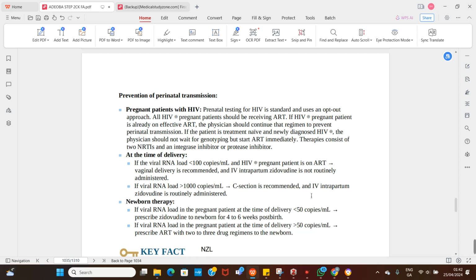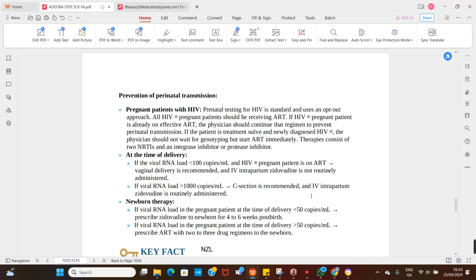So what is basically the algorithm? You just want to quantify the viral load of the mother. That is what is going to define what you are going to do. So at delivery, you want to look at the viral load of the mother. That's what is going to determine what you are going to do. If the viral load of the mother is more than 1,000, definitely you have to do a cesarean section at the time of delivery. Once it's more than 1,000, you do a cesarean delivery and you give the mother intrapartum IV zidovudine.